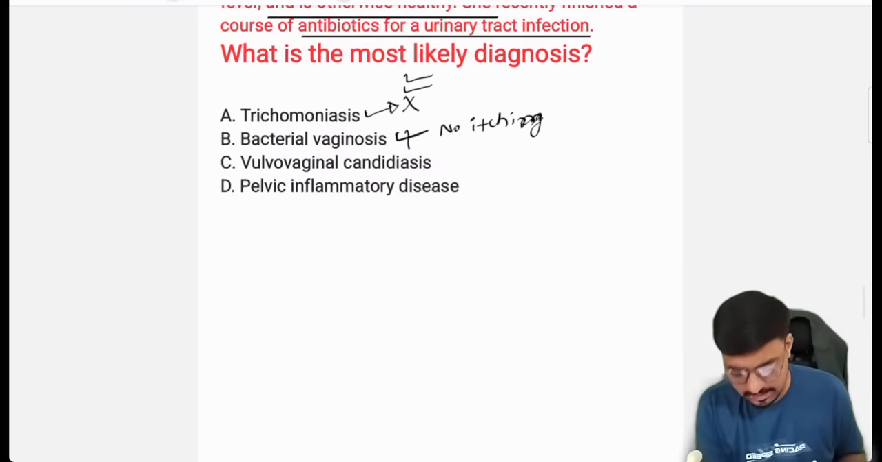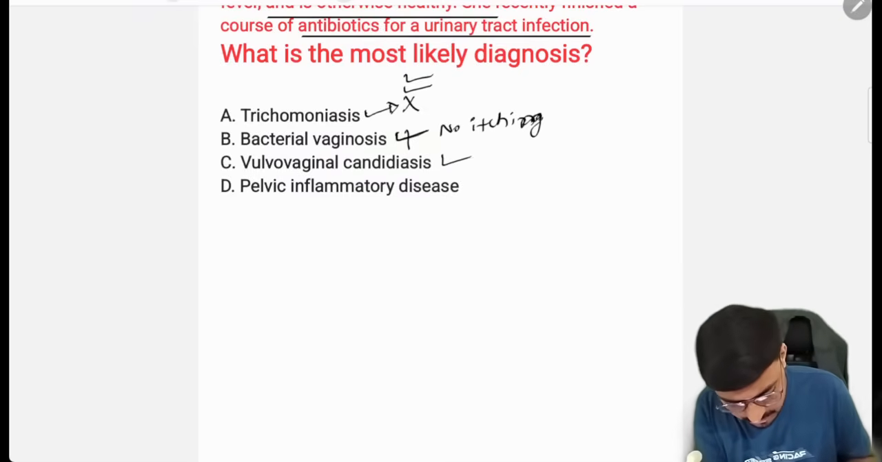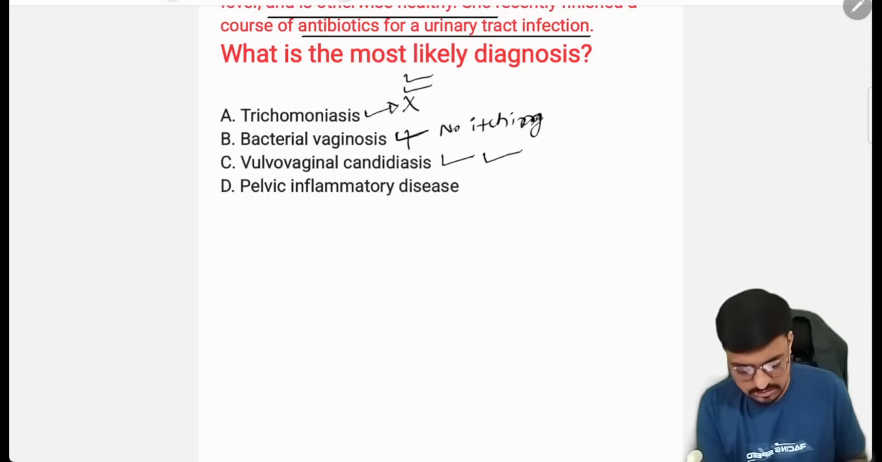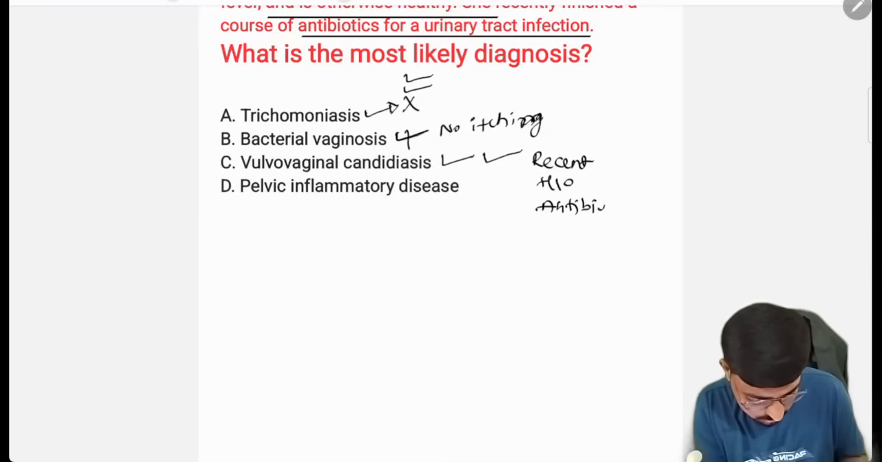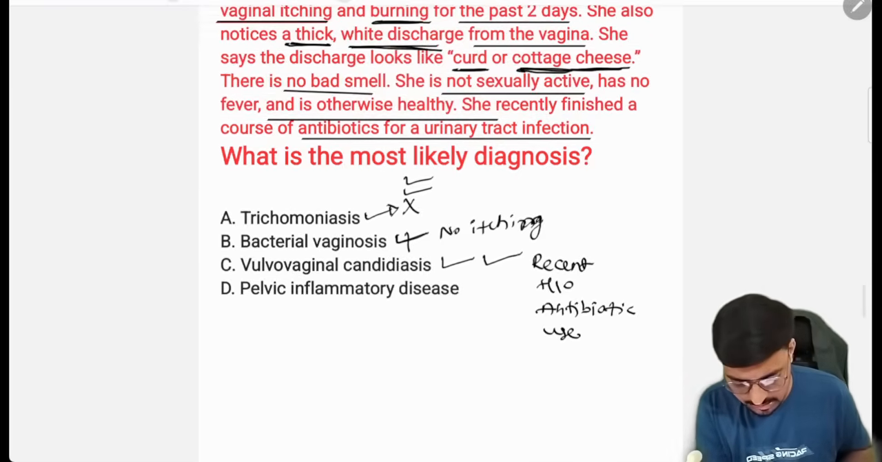Yes, in vulvovaginal candidiasis, itching is there, white color discharge is there, and very importantly she will be having a recent history of antibiotic use. Okay, recent history of antibiotic use. So look at the last line.